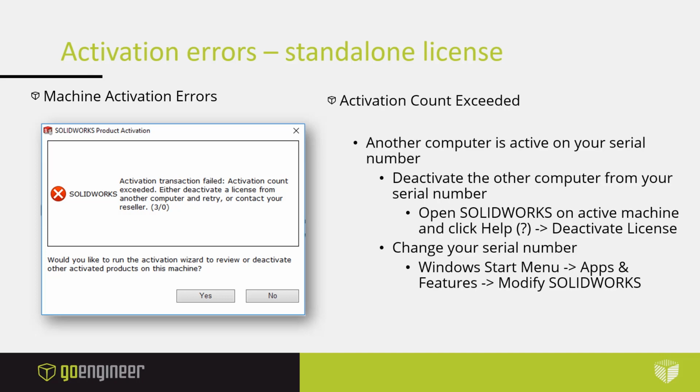You need to deactivate the other computer, so you must open SOLIDWORKS, click the help button, click deactivate license. The only other way to get around this, if your machine is failing to activate, would be to change your serial number. So maybe someone gave you the wrong serial number to install on your computer and it won't activate because it's active on a coworker's computer, and they're using it. You would need to change your serial number to the correct serial number if that got mixed up somehow, and you can quickly do that by running a modify through the Windows control panel or apps and features. So modify the individual installation of SOLIDWORKS, and then you'll get an option there to enter in the correct serial number. Okay.